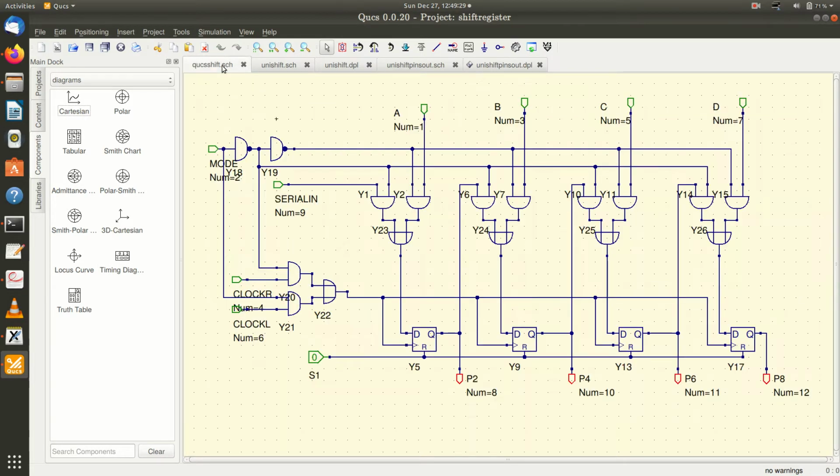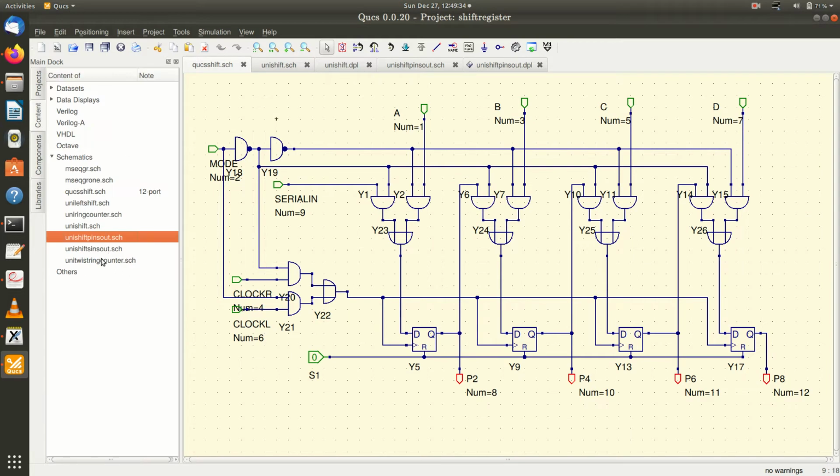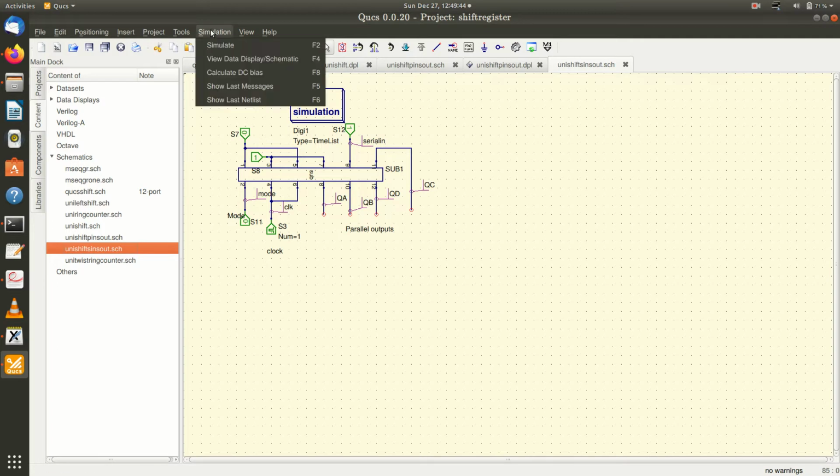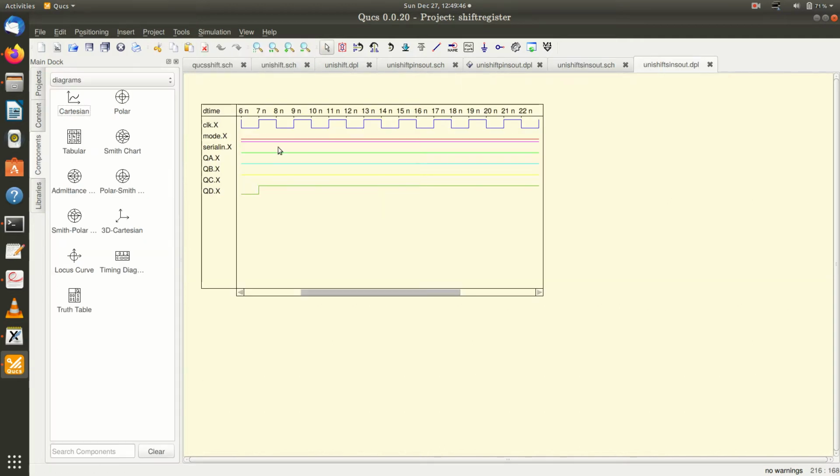Now I can have more such connections. This is a serial in serial out operation. Here I give the serial in data: 1 is fed here. Parallel in is disabled. You can see this simulation and this operation.